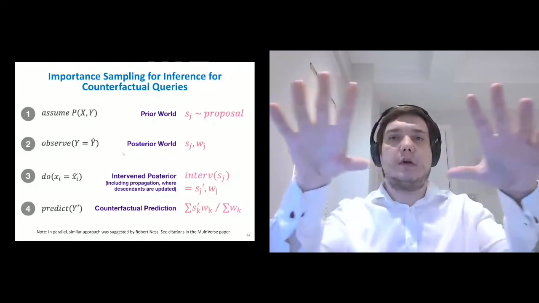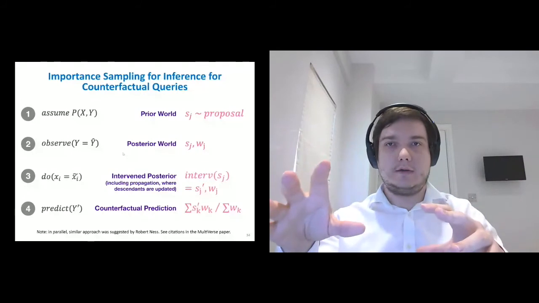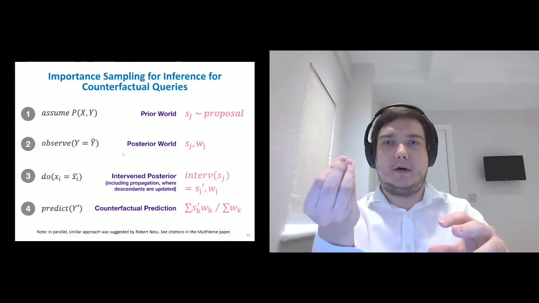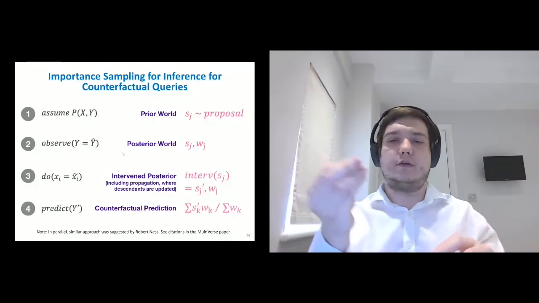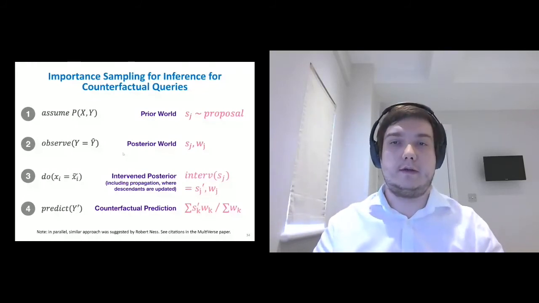So it's exactly a representation of the posterior world with interventions, where weights preserve this posterior part, and then you just do counterfactual prediction by calculating statistics of interest.